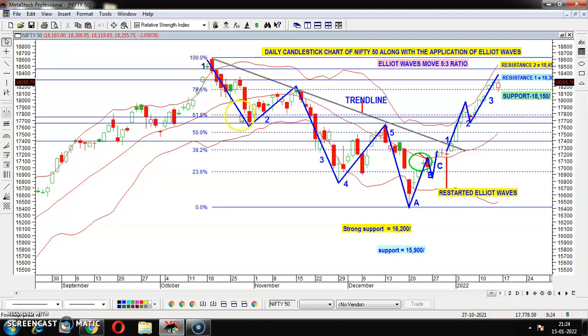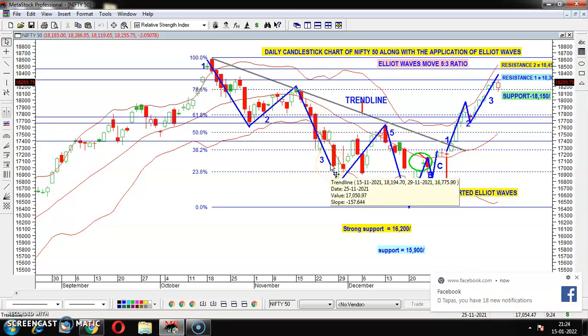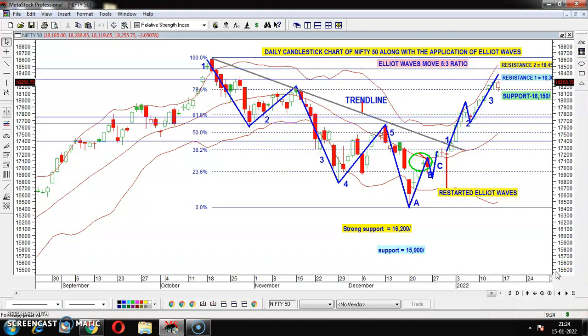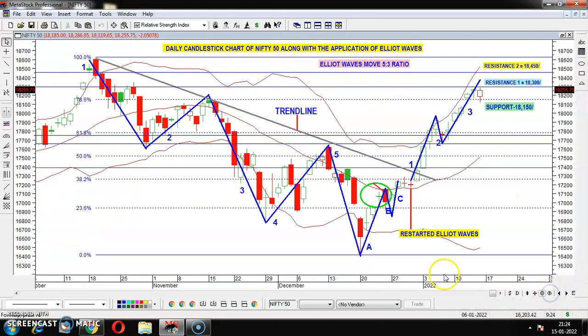This is the first wave. I have marked it here as one, and there is a second wave. Always remember the second wave should be lesser than the first wave. You see, the second wave is lesser than the first wave, and this is the third wave, and the third wave should be greater than the first wave. You see, the third wave is greater than the first wave, and then there is another wave which is called the fourth wave, and then the last wave is the fifth wave. These are all impulsive waves.